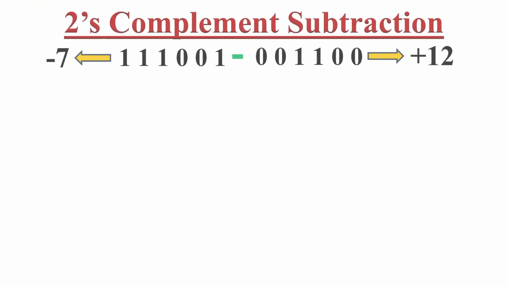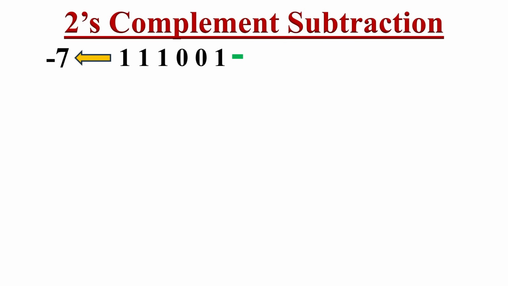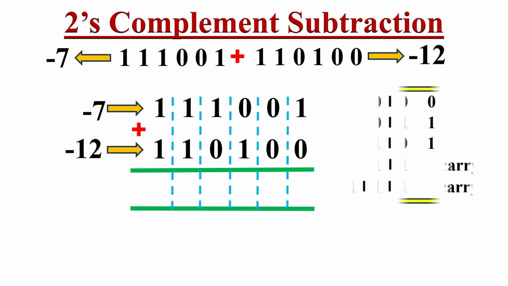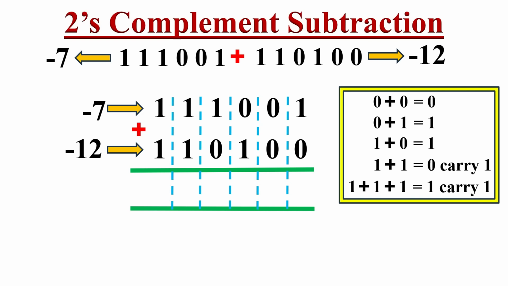Now we will erase this plus 12 value and will write minus 12 value of 110100 in this example. Hence this subtraction becomes addition. So now we can add both these 6-bit binary numbers of minus 7 and minus 12. Starting from LSB, 1 plus 0 equals to 1. 0 plus 0 equals to 0. 0 plus 1 equals to 1. 1 plus 0 equals to 1. 1 plus 1 equals to 0 with carry of 1 to the next column.